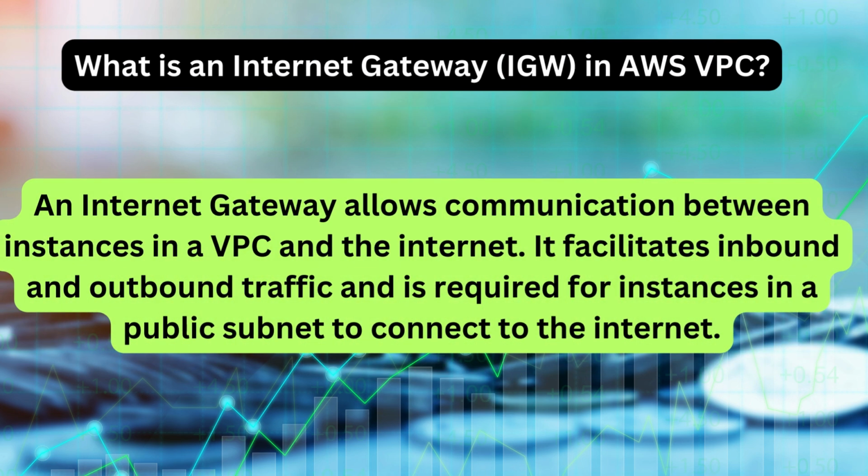What is an Internet Gateway, IGW, in AWS VPC? An Internet Gateway allows communication between instances in a VPC and the Internet. It facilitates inbound and outbound traffic and is required for instances in a public subnet to connect to the Internet.